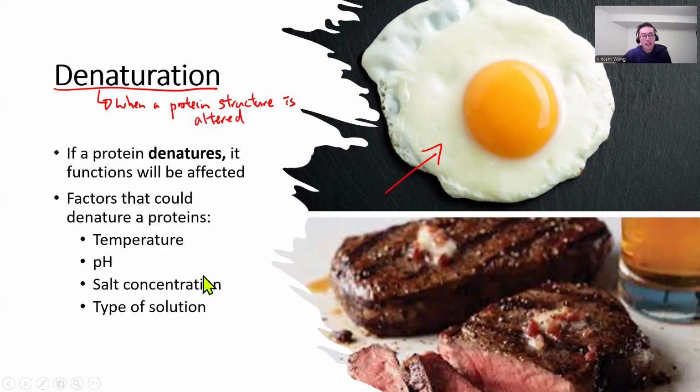But remember, when you are denaturing the protein, you are only affecting the secondary, tertiary, and potentially quaternary structure. The primary structure is going to be okay. It's going to be unaffected. But it doesn't matter. Once you misfold it, it's not going to function properly anymore.